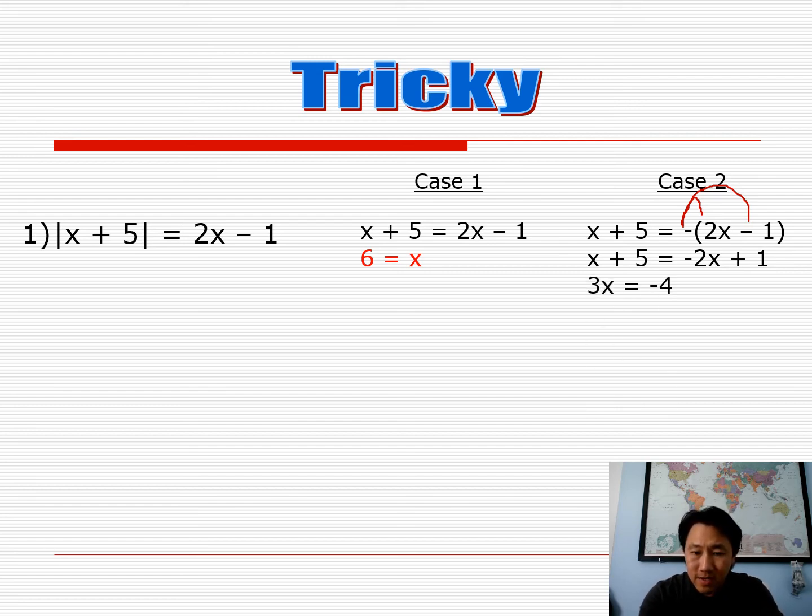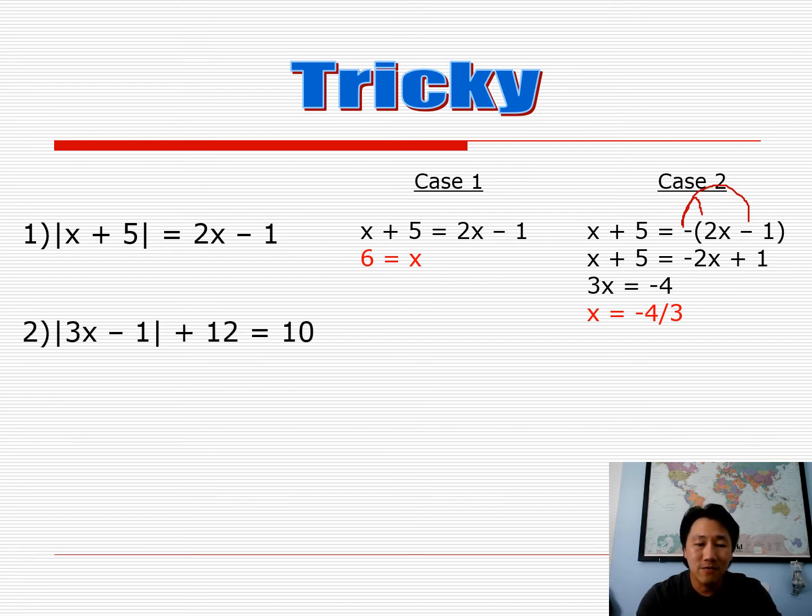You get 3x is equal to negative 4. Divide both sides by 3. We get x equals negative 4 over 3. All right, let's do another one, another tricky one.